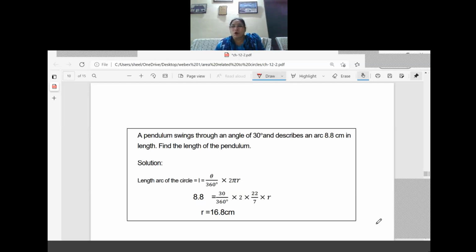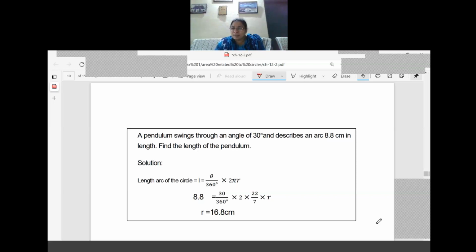If you think about the clock design, you know that the length of the pendulum is the radius only. So what will happen there? It makes an arc while moving. The arc length is given here. What is the arc length? 8.8 centimeters. What is the central angle here? It is equal to 30 degrees.